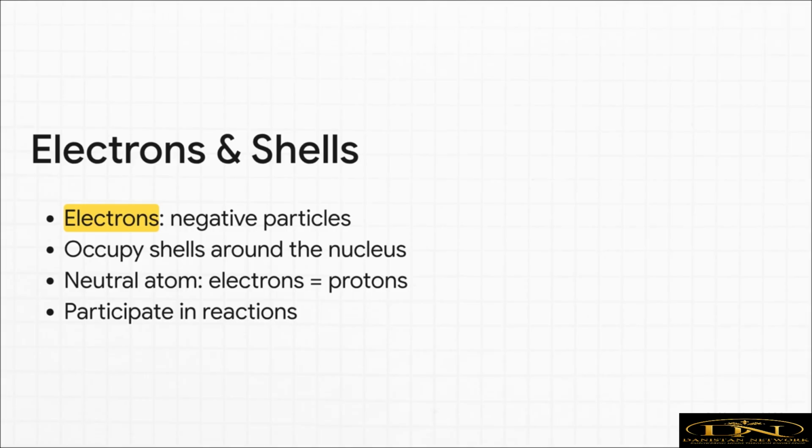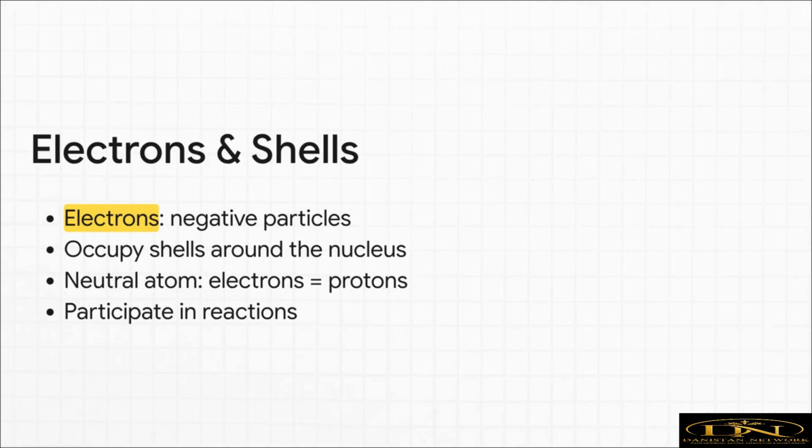Now, outside the nucleus, we find the electrons. These are negatively charged particles that rapidly occupy regions of space called electron shells, or energy levels, at very particular distances from the nucleus. In a perfectly neutral atom, the negative completely balances the positive, meaning the number of electrons exactly equals the number of protons.